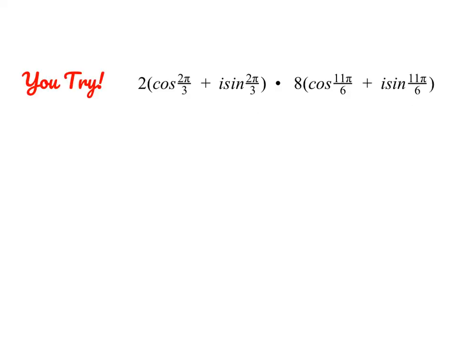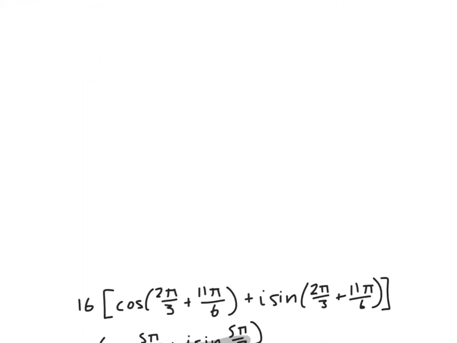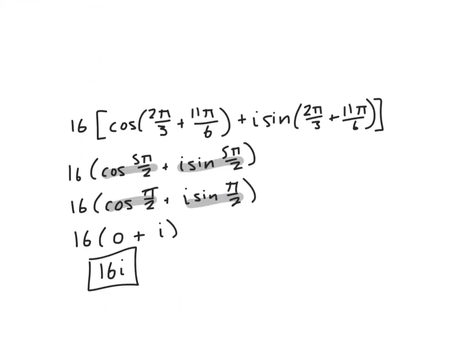All right, here's another example. Go ahead and pause the video and give this a try. You're finding the product again. All right, go ahead and check your answer here. And notice when I had cosine of 5 pi over 2, I just rewrote it as cosine of pi over 2 because they're coterminal angles, so they're completely equivalent. I just did that to make it a little easier to simplify.